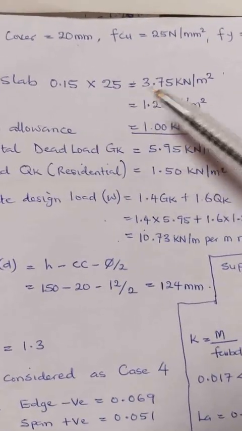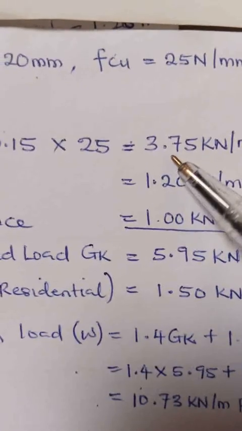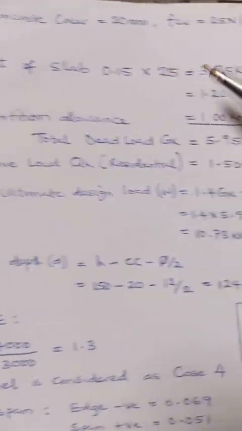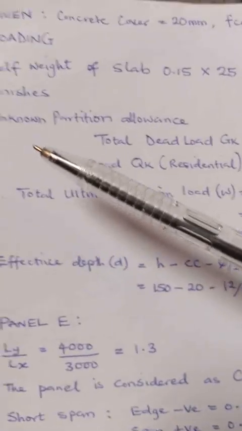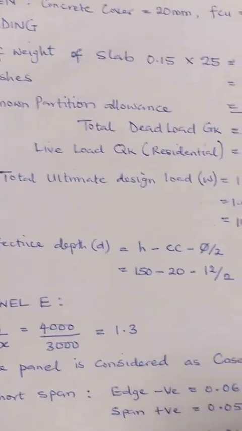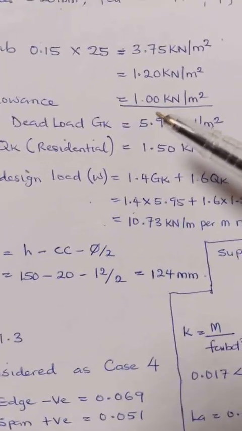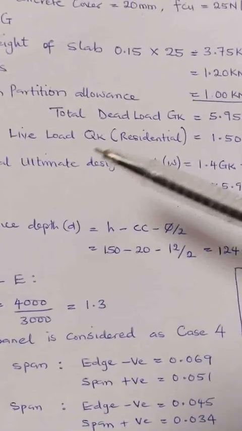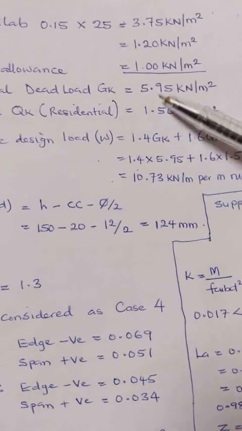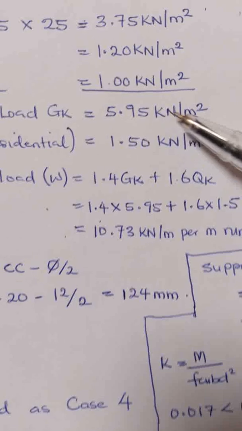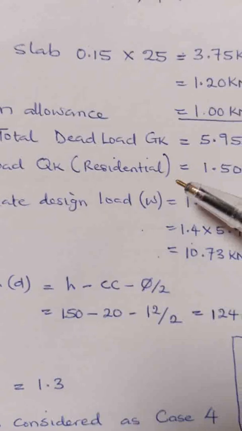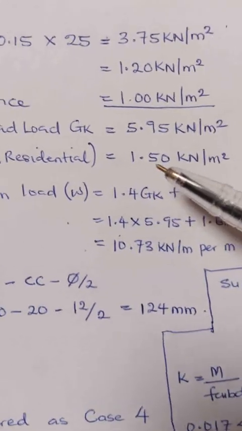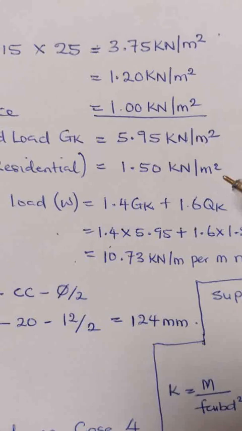So when you multiply this, you have 3.75 kilonewton per meter square. We have the finishings, which we assume as 1.2 kilonewton per meter square. We have unknown partition allowances, and we adopted 1 kilonewton per meter square. So the total dead load GK becomes 5.95 kilonewton per meter square. Then the live load QK, residential, that is the class of building, is 1.5 kilonewton per meter square.